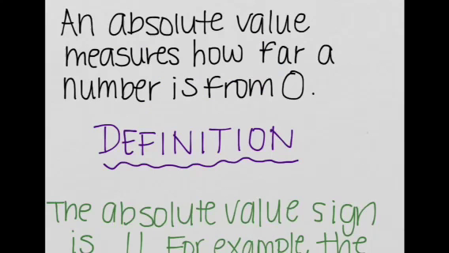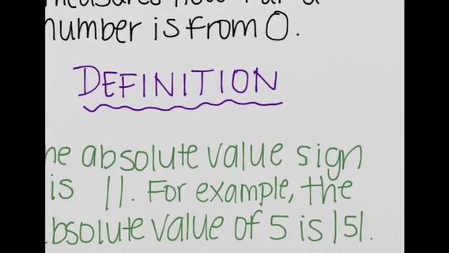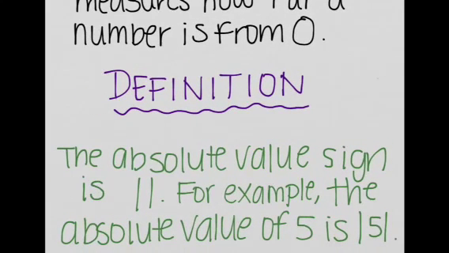Let's get started. So an absolute value measures how far a number is from zero. So that's the definition. So the absolute value sign is these bars. So for example, the absolute value of 5 is denoted by bar 5 bar right there.